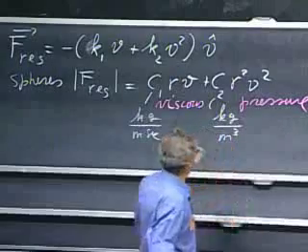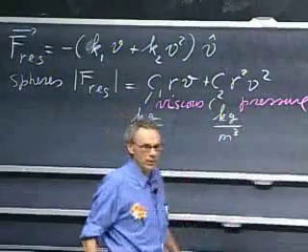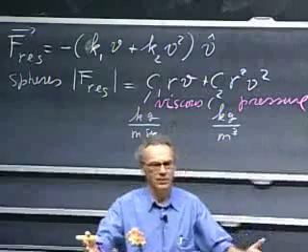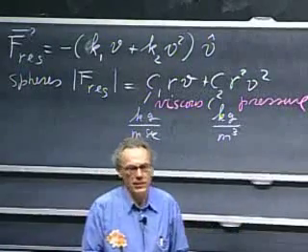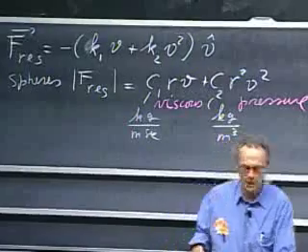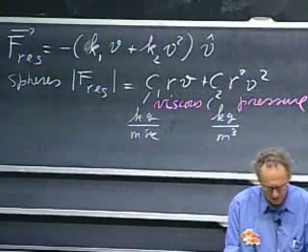The C1 is a strong function of temperature. We all know that if you take tar and you heat it, the viscosity goes down. It is way more sticky when it is cold. C2 is not very dependent on the temperature.